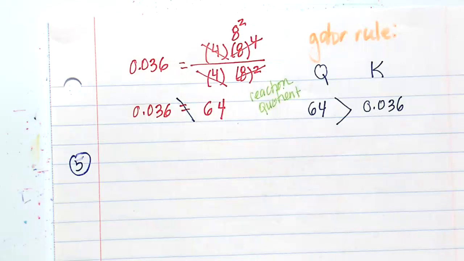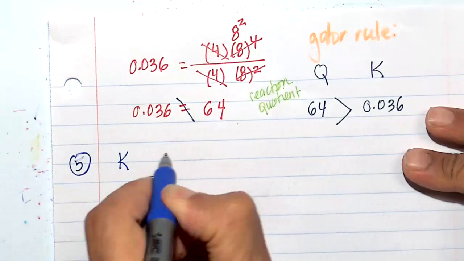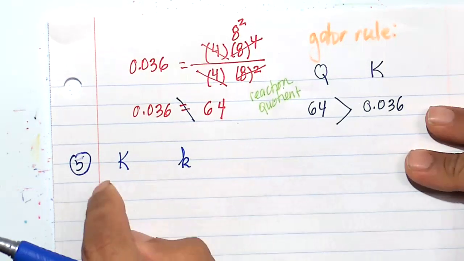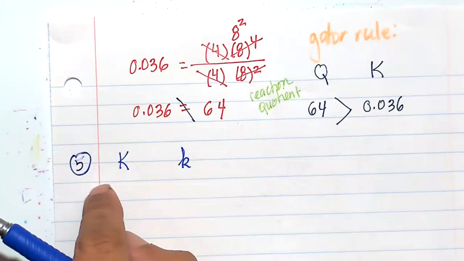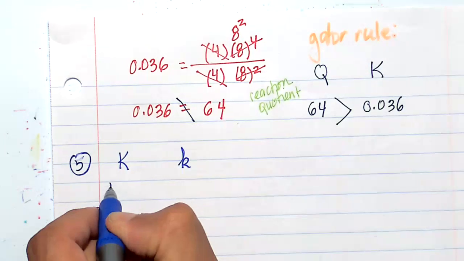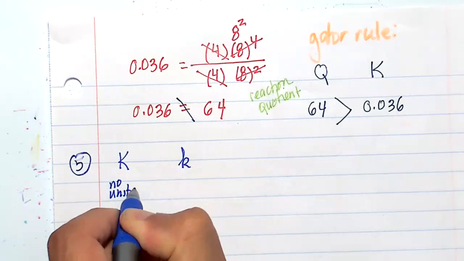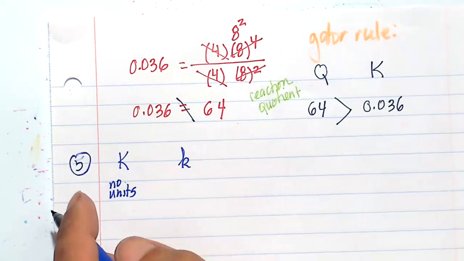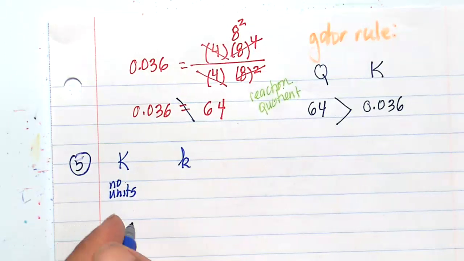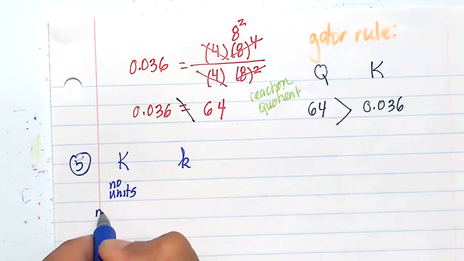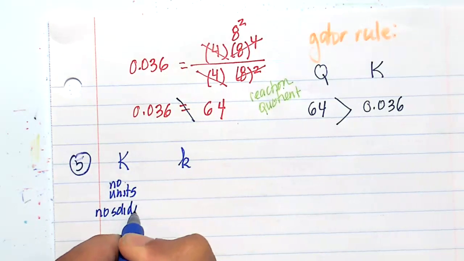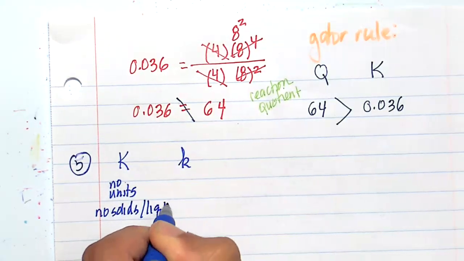Okay, you've got to remember here K versus lowercase k. What are the units of the equilibrium constant K? There are none, right? So there are no units. Unitless, very good. Do solids and liquids go in here? Okay, absolutely not. So this is very fundamental. No solids and no liquids.